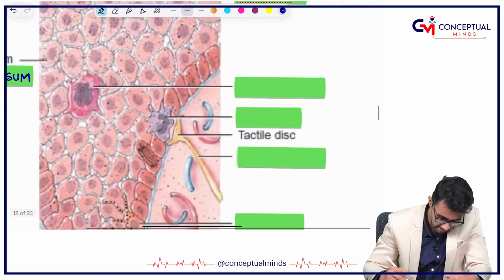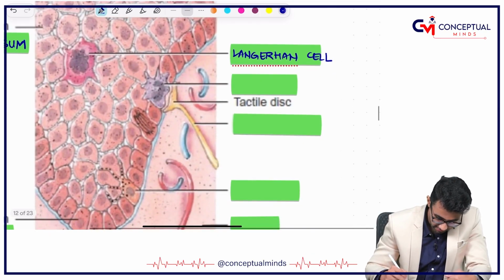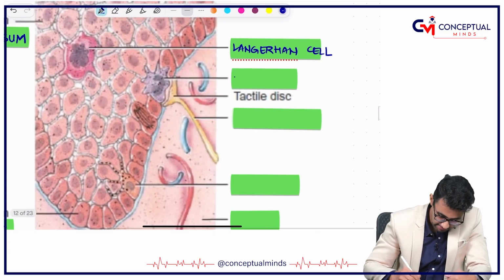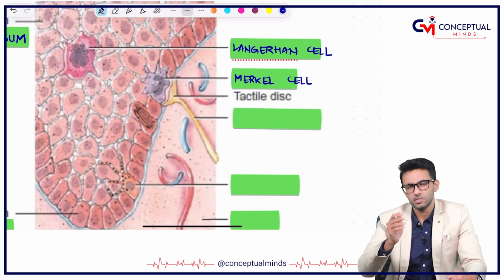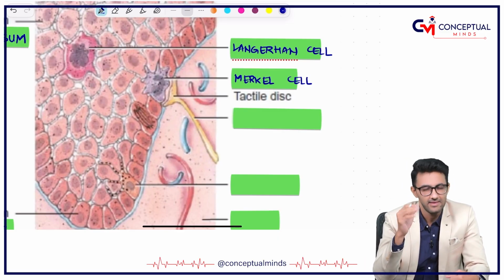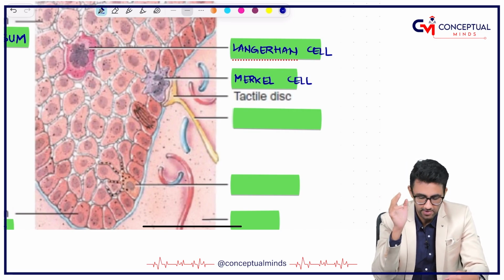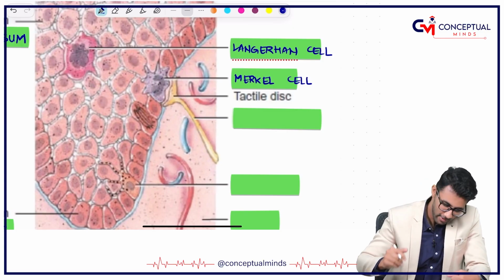Okay, and how about this one? This one is a Langerhans cell. How about this one? The next one over here is a Merkel cell. What is the function of this cell? We will discuss it at the very end when we discuss the types of cells. If you know, you can just think and ponder on it.